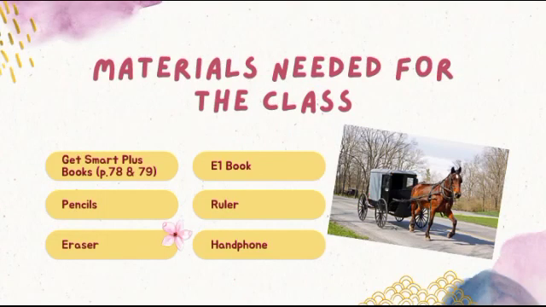Alright, children, before we start our lesson, make sure you have the materials needed for the class. Ya, sebelum kita mula belajar, pastikan kamu bersedia bersama bahan-bahan yang diperlukan. Alright, the first one, Get Smart Plus books, page 78 and 79. Buku Get Smart Plus, muka surat 78 dan 79. Then your E1 book, buku E1 kamu, your pencil, ruler, pembaris, eraser, pemadam, and your handphone. Of course, you need your handphone and of course your ears to listen. Yeah, alright. Are you ready?